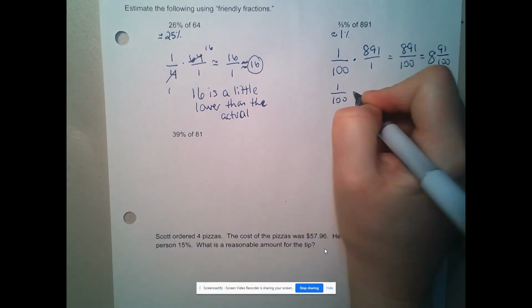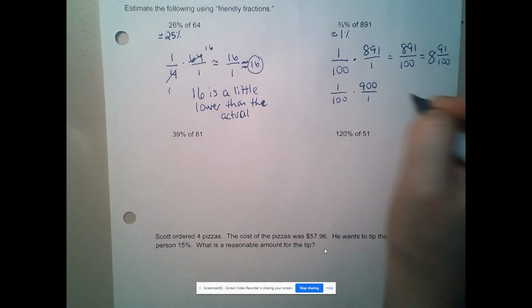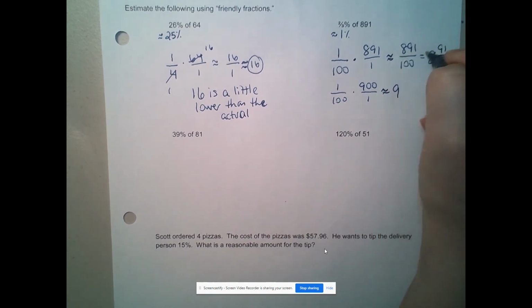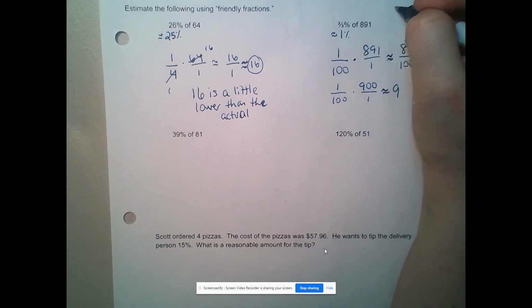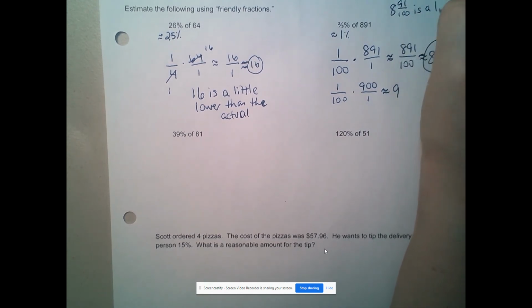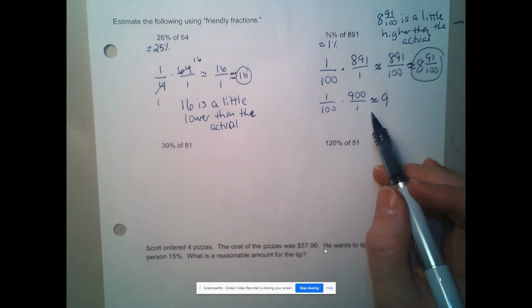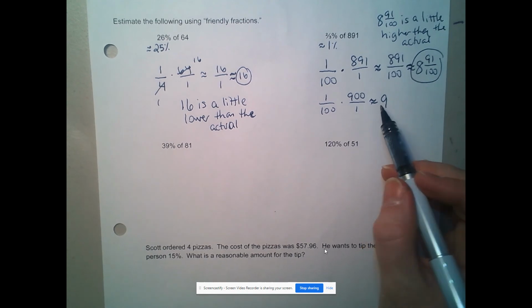We could also round that to 900 and say that it's about 9, right? These are all about because I rounded. So if we went with this one, we could say 8 and 91/100ths is a little higher than the actual. On this one, we actually changed both numbers, so we wouldn't want to try to estimate a little higher or a little lower. We would just say it's about 9.